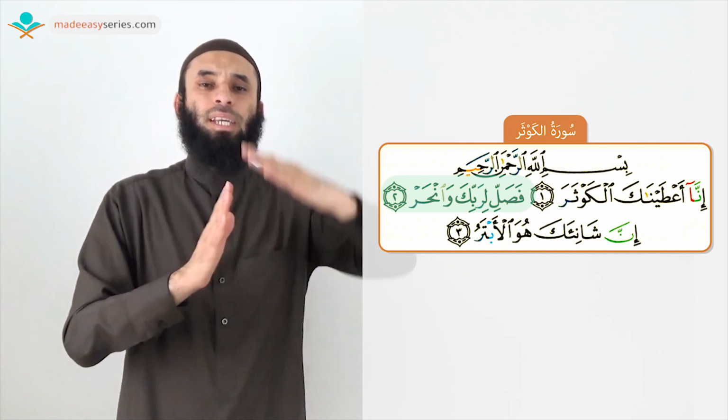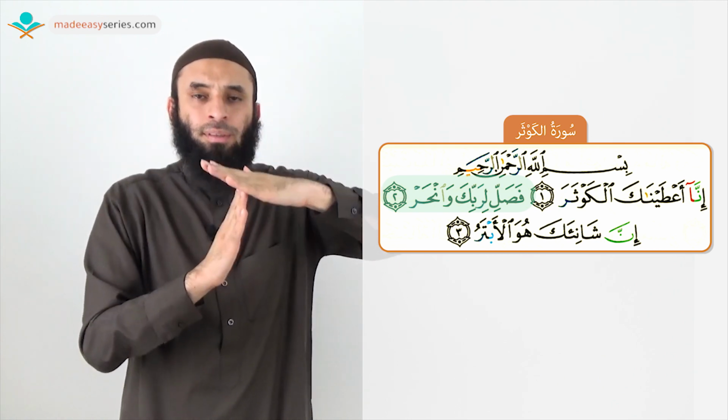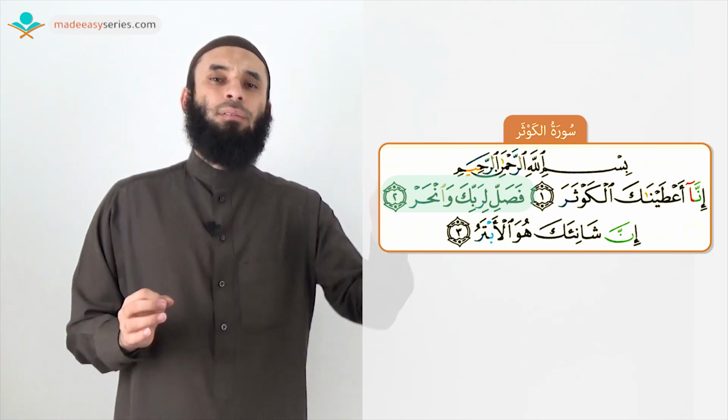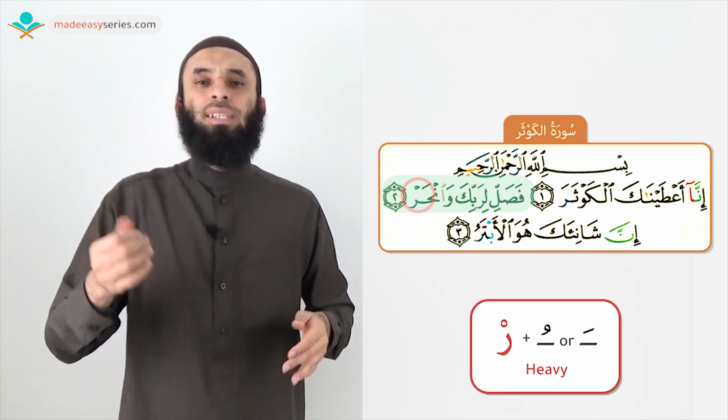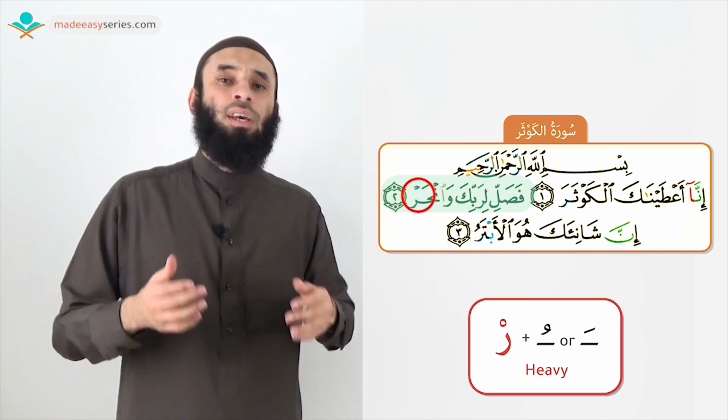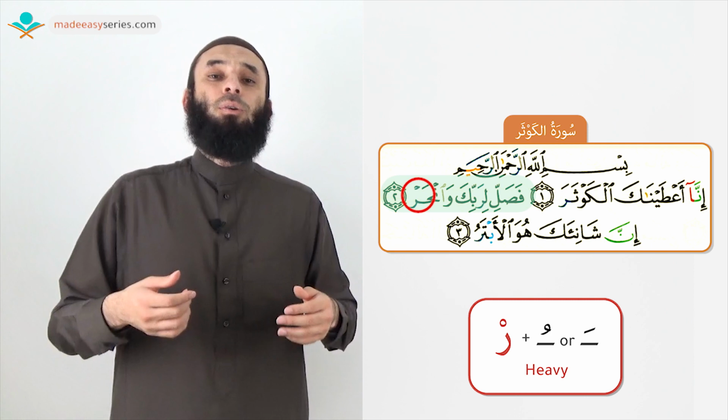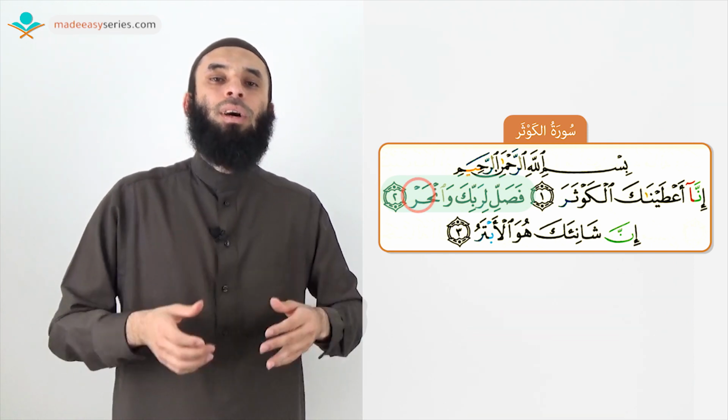فَصَلِّ لِرَبِّكَ وَانْحَرْ. Last part here, we have the ra sukun. So the previous letter has a fatha, so we're going to make the ra heavy. وَانْحَرْ. And not وَانْحَرْ light, but وَانْحَرْ heavy.